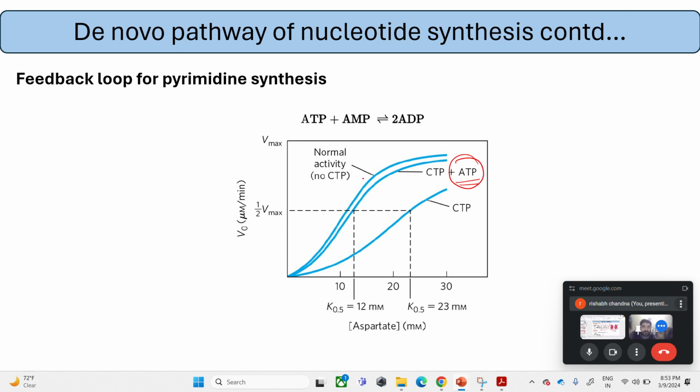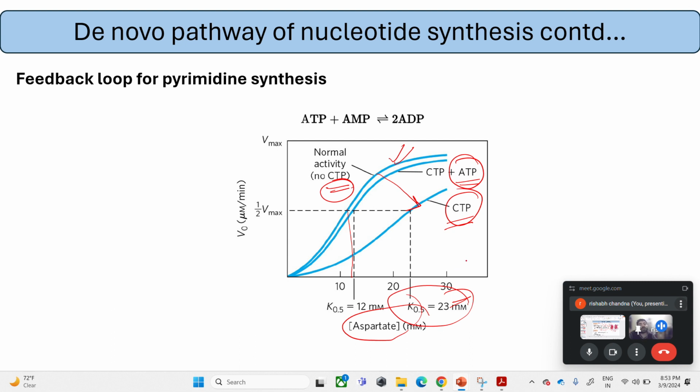When CTP is not there, this is the normal activity of the enzyme when aspartate is present. But when CTP is there, this leads to a decrease in the activity of this enzyme. So this is the Km. When CTP is not there, the Km is low. And when CTP is there, or there is feedback inhibition of that enzyme, then the K0.5, that is the inhibition constant, is high.